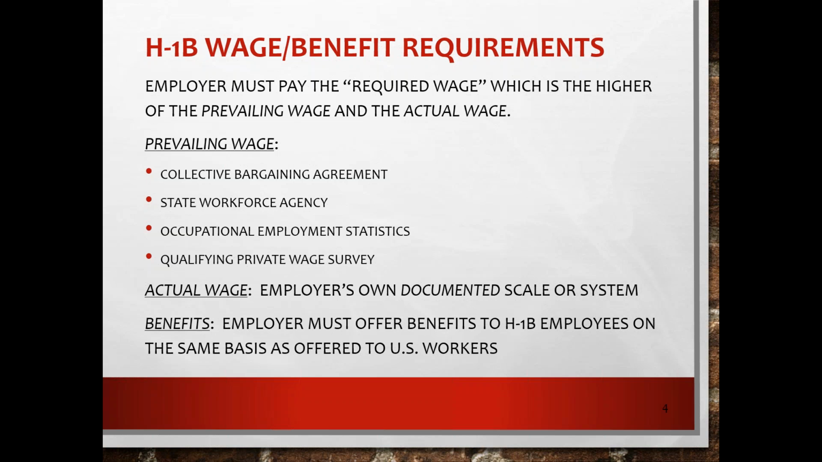Many employers miss that second part, the actual wage. The prevailing wage is one requirement, and then the actual wage is something you also have to check to make sure you're meeting the required wage requirement. Now, the prevailing wage and actual wage, as you will see, will become key parts of the public access file. We need to document those things. You'll see that I italicized the words documented scale or system, and we'll show you how to properly do that for the public access file.